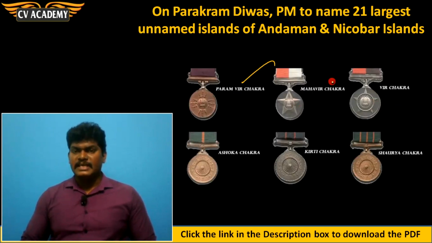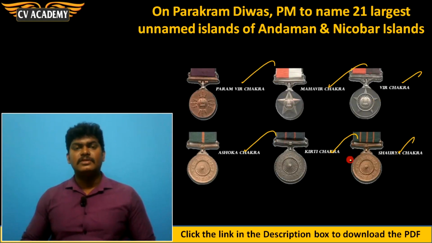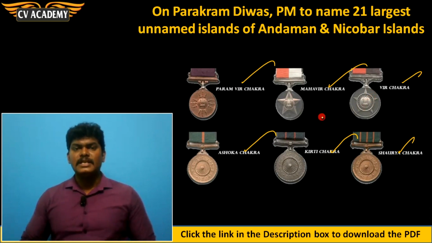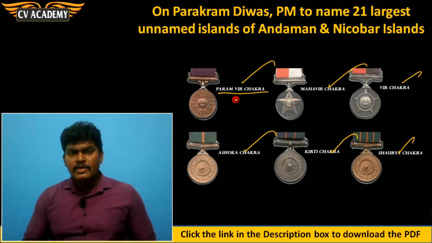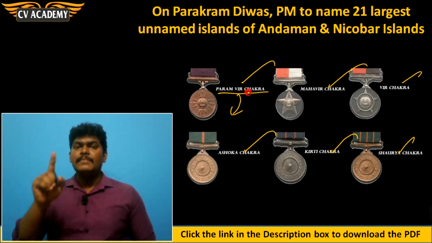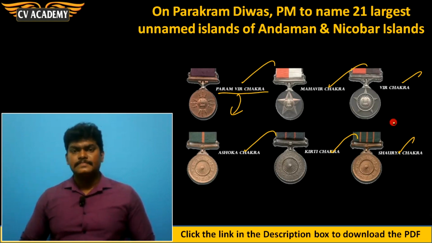That is Paramveer Chakra, Mahavir Chakra, Veer Chakra, Ashok Chakra, Kirti Chakra, Shaurya Chakra. These awards are the gallantry awards. That is the highest military gallantry awards given to Indian Armed Forces personnel. So till now, in total 21 people have got the Paramveer Chakra award. Their names will be given to those 21 unnamed islands in the Andaman and Nicobar Islands.